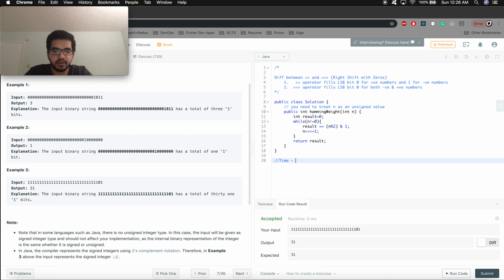So the time complexity of the algorithm is O(n), and the space complexity is O(1).